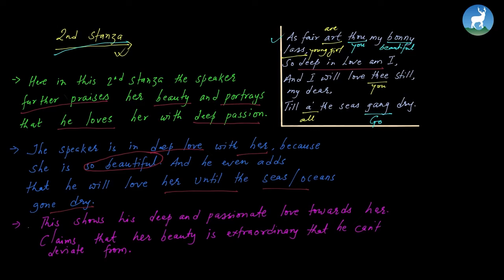This stanza also shows his deep and passionate love towards her, and he does not hesitate to claim that her beauty is extraordinary, and that he can't deviate from that. So the second stanza is all about her beauty, and the speaker is praising her beauty.